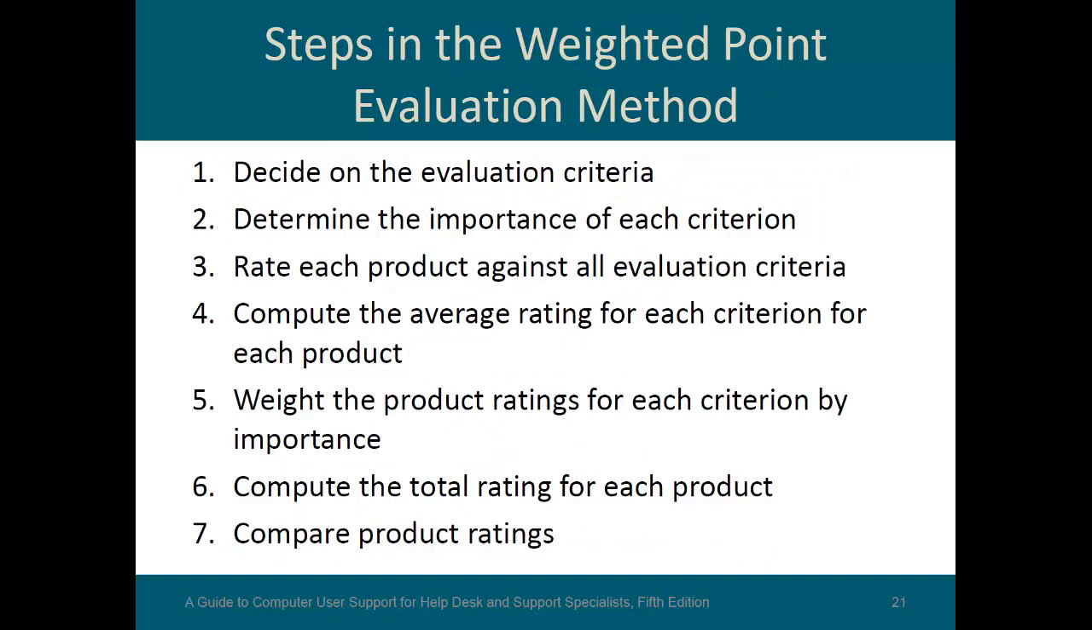Steps in the weighted point evaluation method. Decide on the evaluation criteria. Determine the importance of each criterion. Rate each product against all evaluation criteria. Compute the average rating for each criterion for each product, weight the product ratings, compute the total rating for each one, and compare the product ratings.